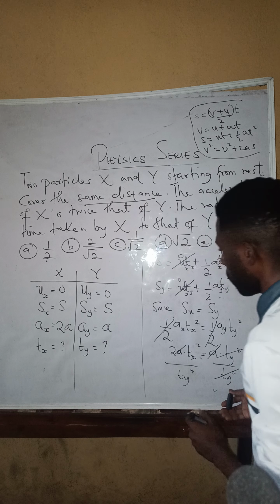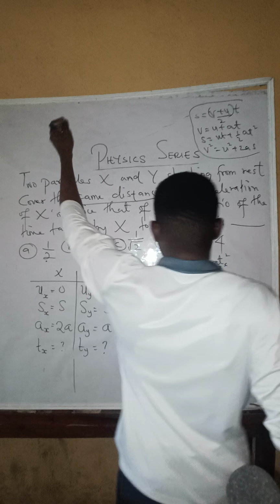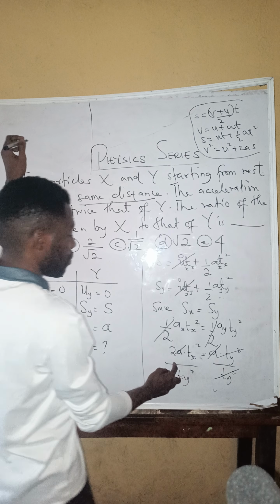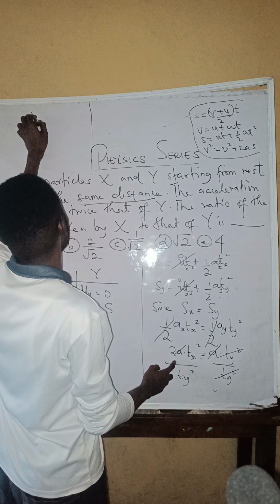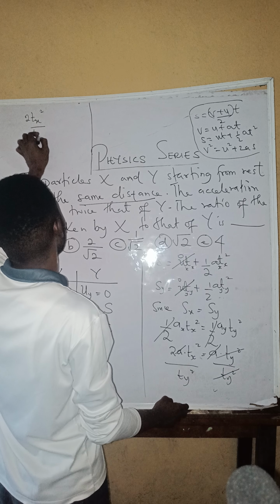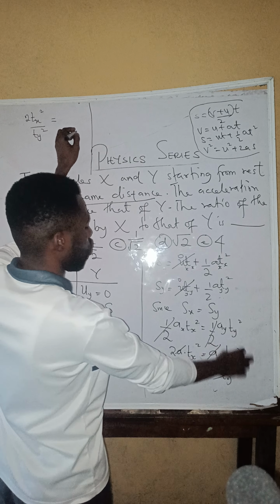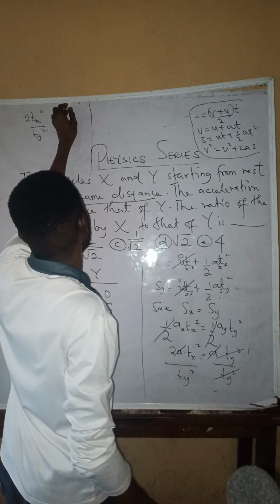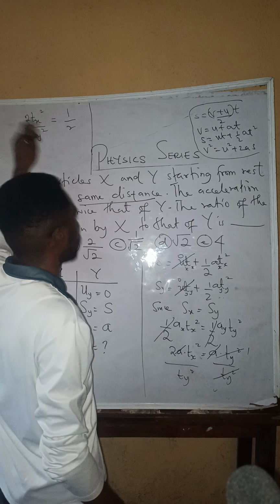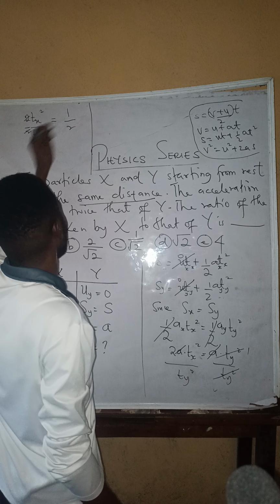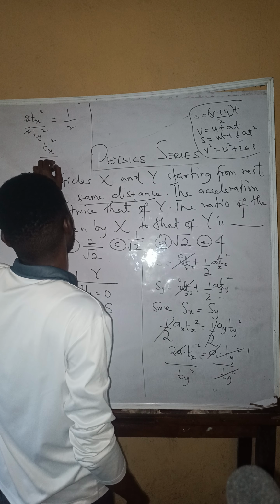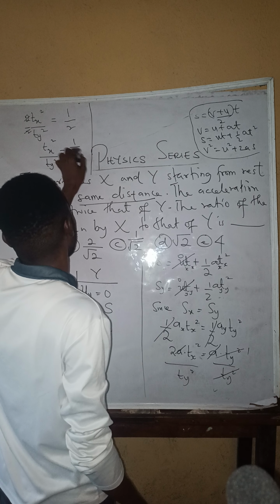Let's finish up from here. We're going to be having 2 TX squared over TY squared equals 1. We have nothing else remaining. We divide both sides by 2 because what we need is TX over TY. So 2 divided by 2 gives 1, then you have TX squared over TY squared equals half.